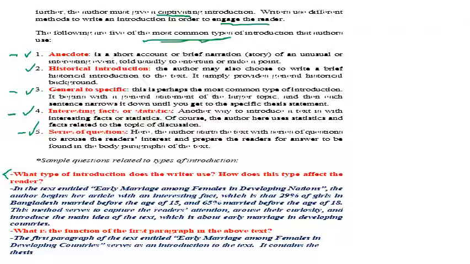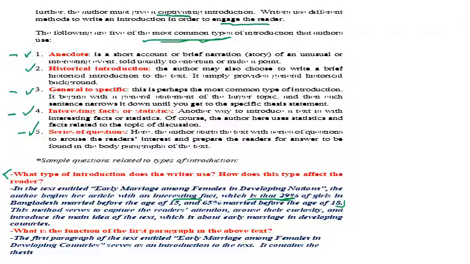What type of introduction does the writer use? How does this type affect the reader? Now, first of all, you tell me the type, you give me the clue, how you found out that this was the type, and then you tell me its purpose. In the text entitled Early Marriage Among Females in Developing Nations, the author begins her article with interesting facts. Okay, where is it? Prove to me that the author began her article with interesting fact, which is that 29% of girls in Bangladesh married before the age of 15 and 65% married before the age of 18. You gave me the fact.